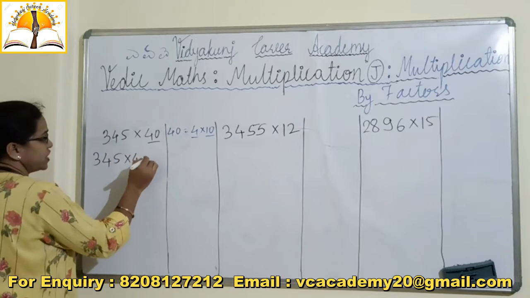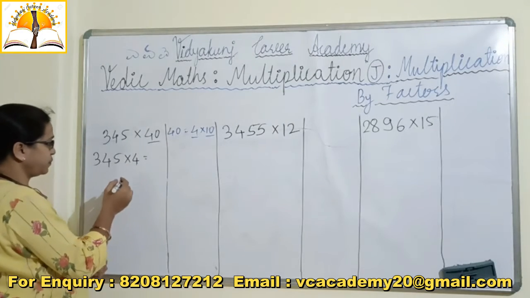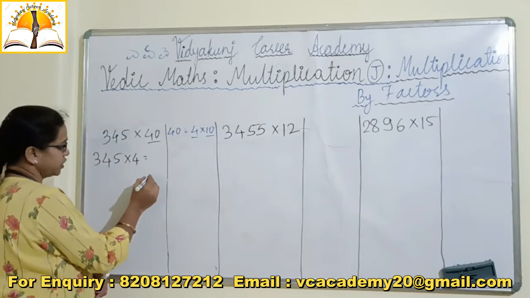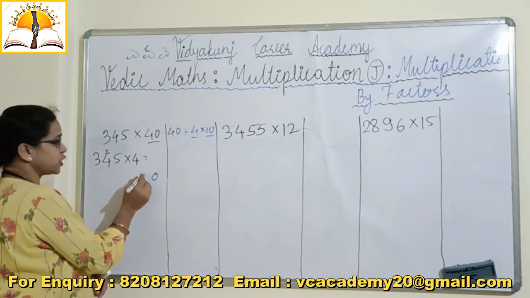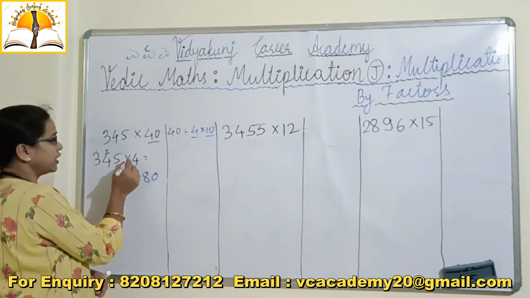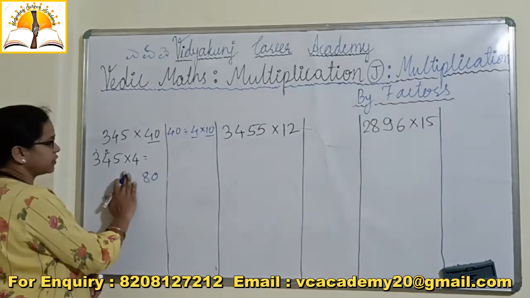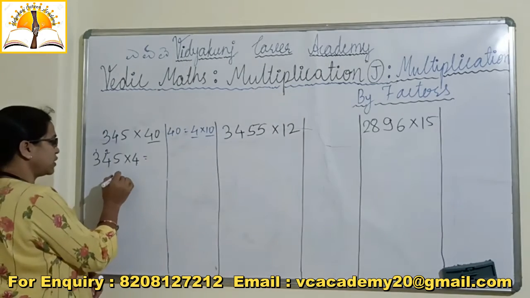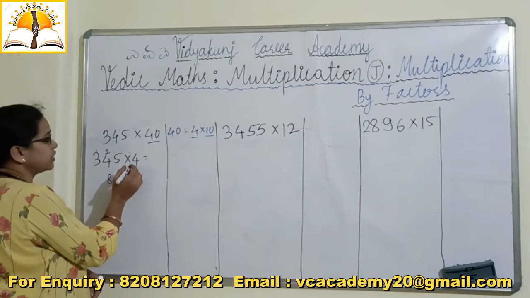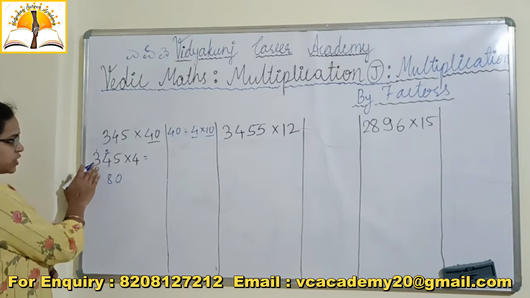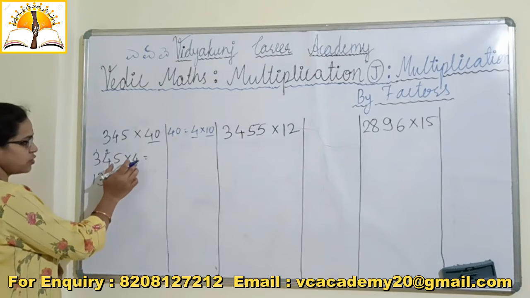5 into 4, its answer I will write here. 4 5s are 20, I will write 0 and 2 carry. 4 4s are 16, 16 plus 2, 18, 1 carry. 4 3s are 12, 12 plus 1, 13. Yes, we got this answer.